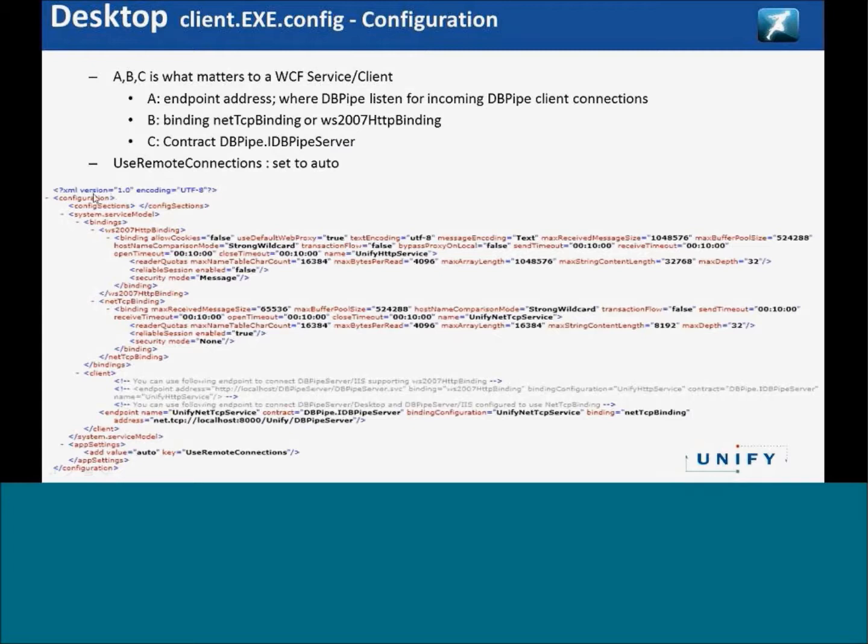Over here, what you can see is the configuration file. You can see that we're defining two bindings. You can use one or the other. Here we've put a comment simply because you have the possibility to change the binding, and the default binding that we are using is the .NET TCP binding. And as you remember, localhost 8000 means to talk directly to our DBPipe exe server. And then, as I say again, the use remote connection is a very important keyword.